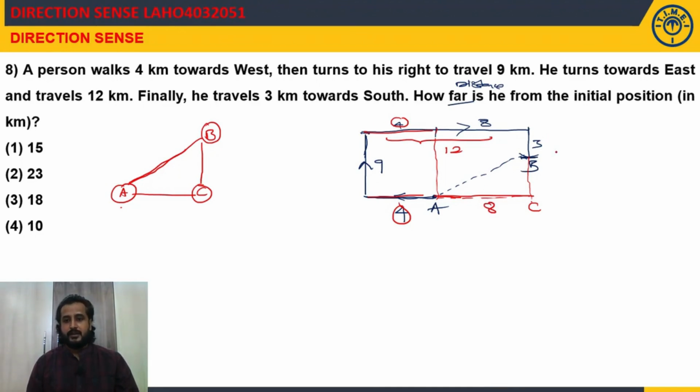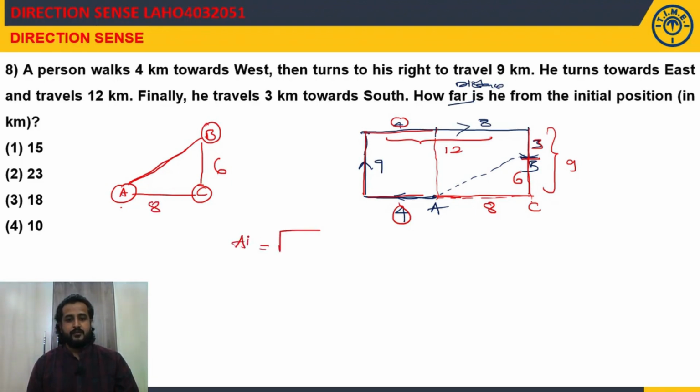Now we know that this total distance is 9, because this line is equal in distance with this line. So 9 and 9. But till here it is 3, so remaining is 6. So what is the BC distance? 6. What is the AC distance? 8. Now we need to find out AB.